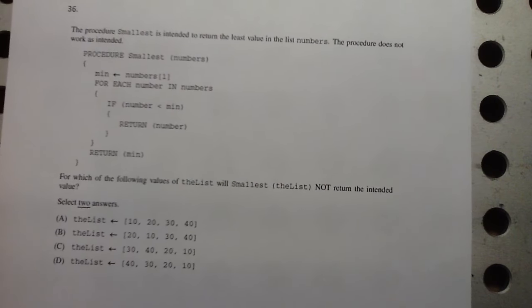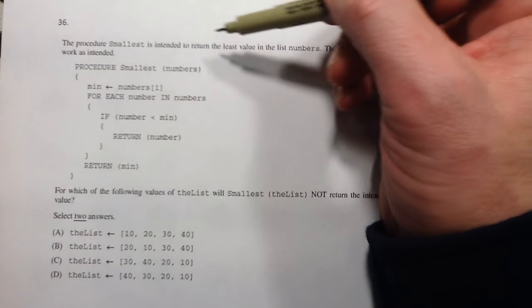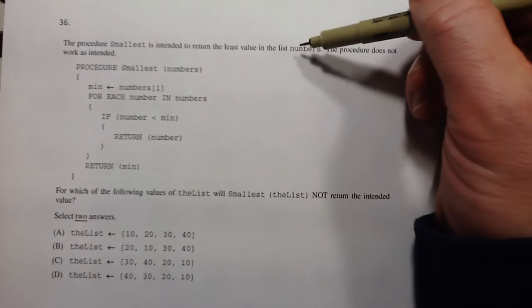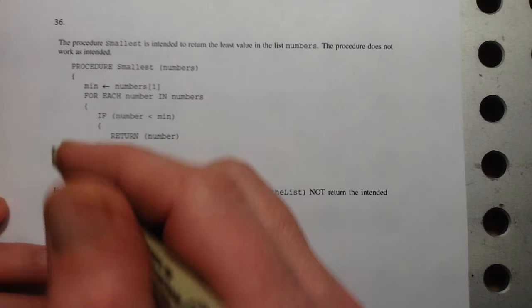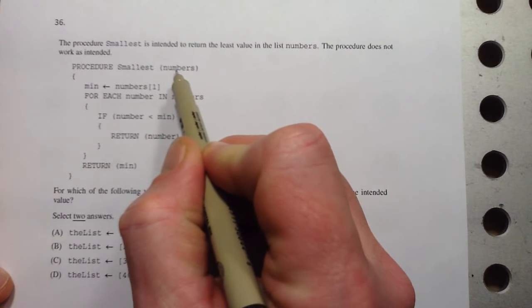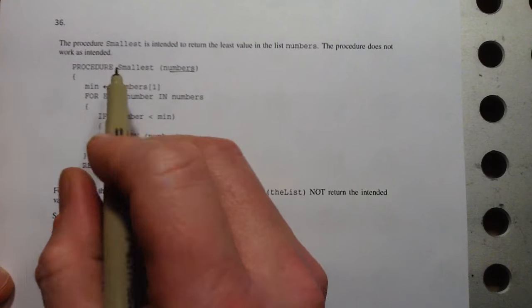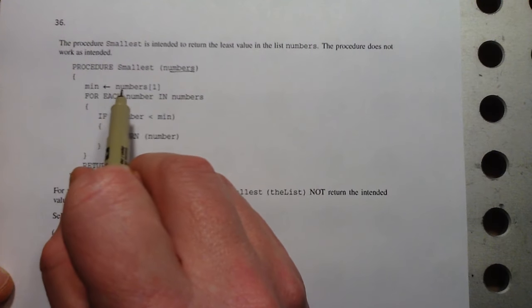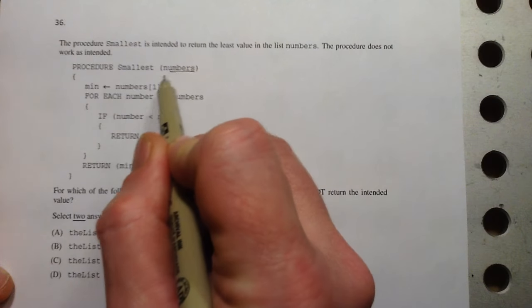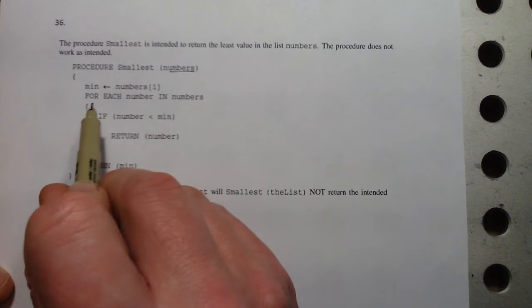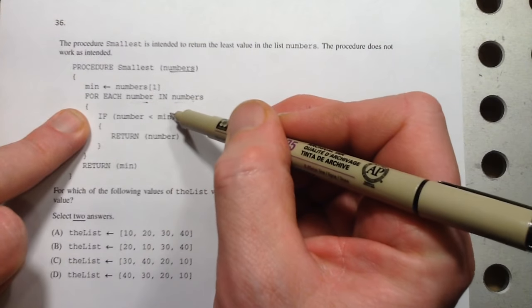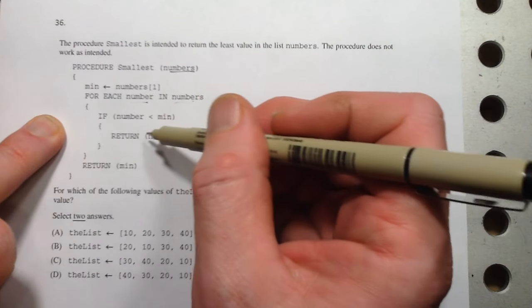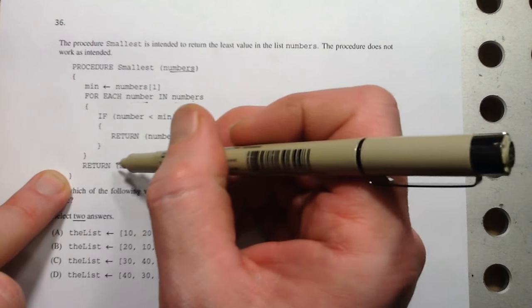And the last one. The procedure smallest is intended to return the least value in the list numbers. The procedure does not work as intended. All right, this procedure smallest takes a list. So minimum is equal to numbers 1. We're going to take the first thing in the list and make that equal to minimum. And then for each number in the list numbers, if number is less than minimum, then return number, otherwise return minimum.